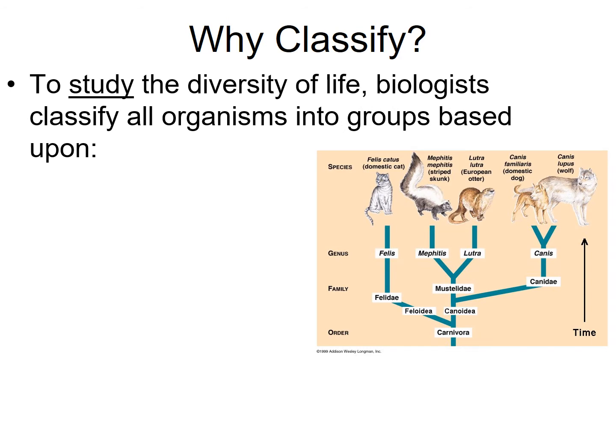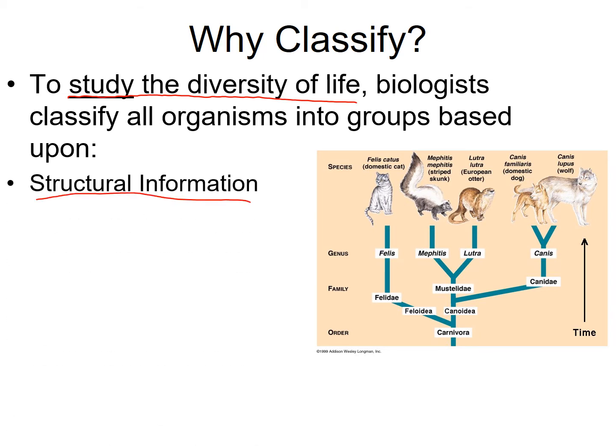So why classify? We have to classify because it's the study of the diversity of life. We had to come up with a way that we can name all of these organisms. So we need it for structure information. We also need it for these types of cells. This is how we built this. We did it from embryology.